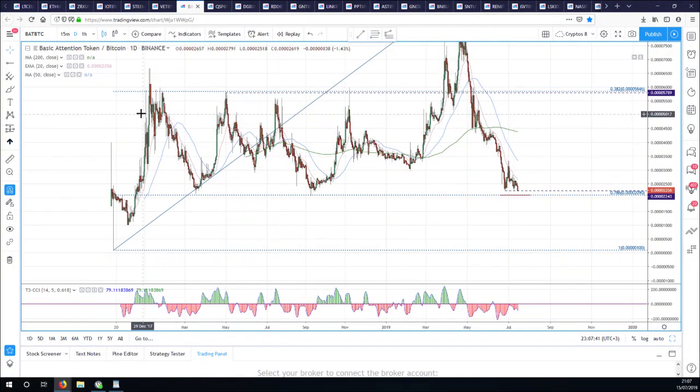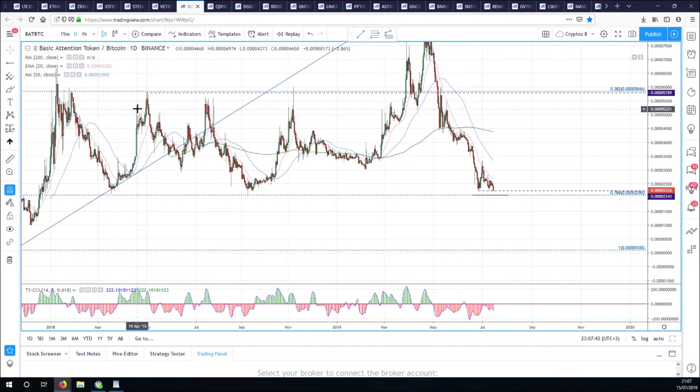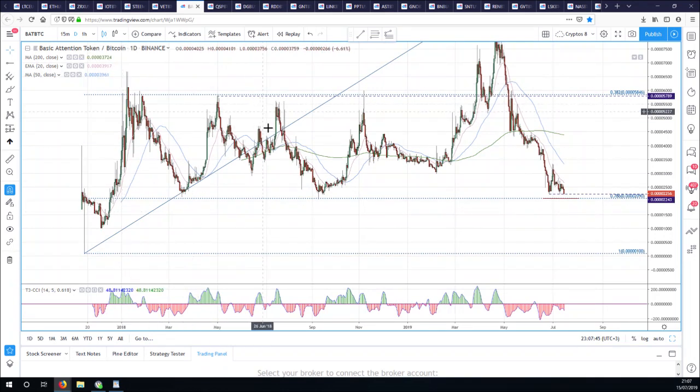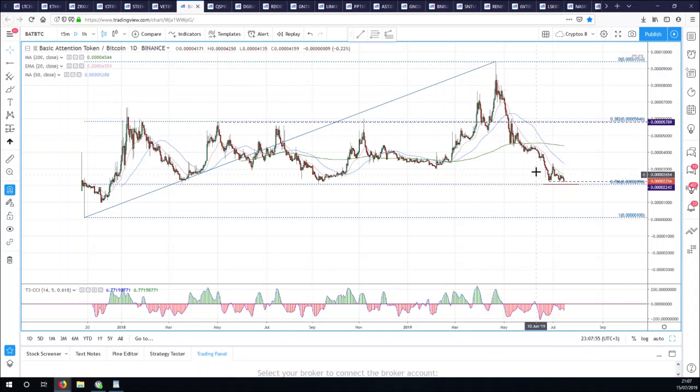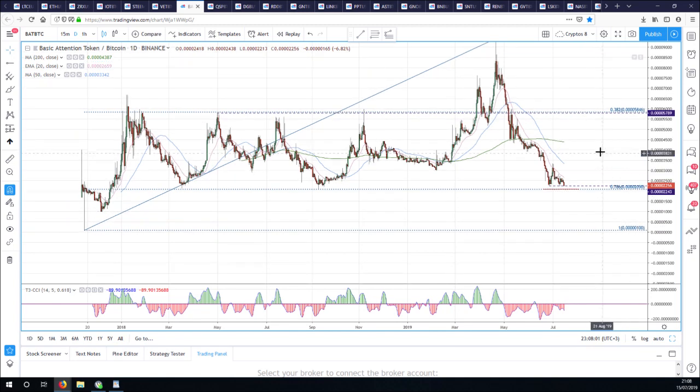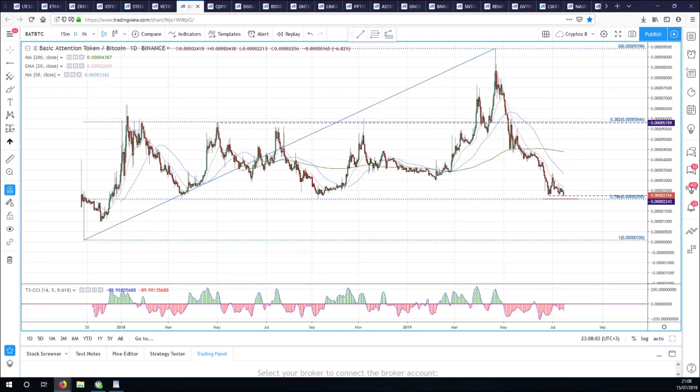Because, you know, this was a big, long time range for basic attention token in between these two levels, wasn't it? And this 2000 level was the bottom and this 6000 level was the highs. So we've been back and forward and we really had a pop out and now we're back in our range again. So I want to see on a retest, will the bottom of this range hold next time?